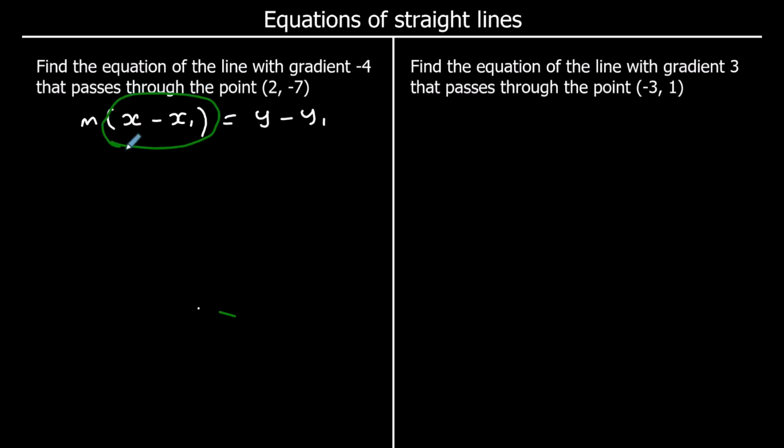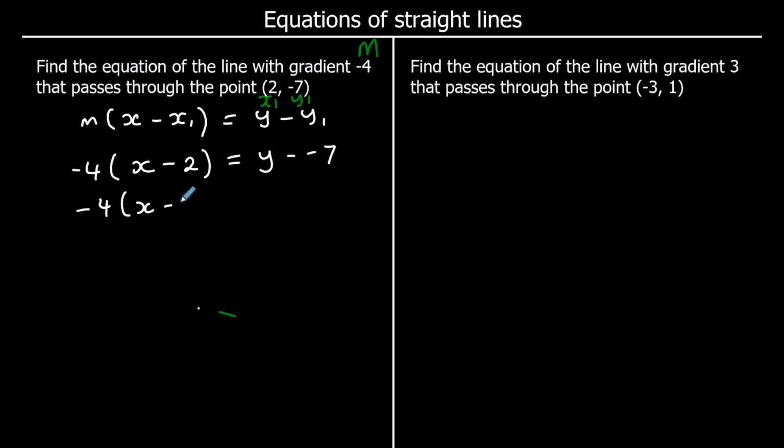So if you divided both sides by the x part, you'd get the gradient is the change in y over the change in x. So all we've got to do is substitute in. We've got the gradient, we've got our x1 and our y1, and we just substitute them in. So negative 4 times x minus 2 is equal to y minus negative 7. So I've got negative 4 times x minus 2 is equal to y plus 7. So I've got the equation of the line.